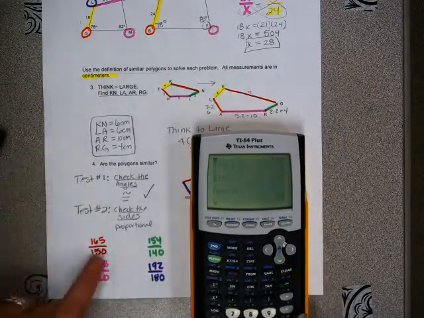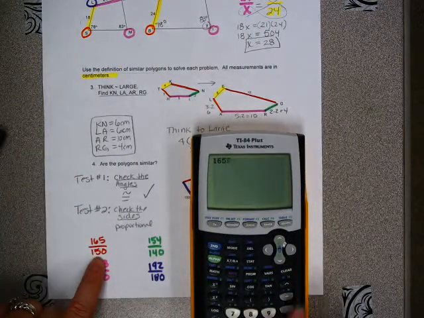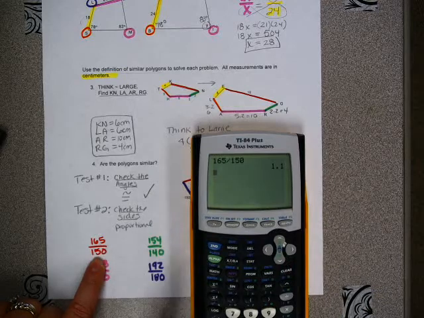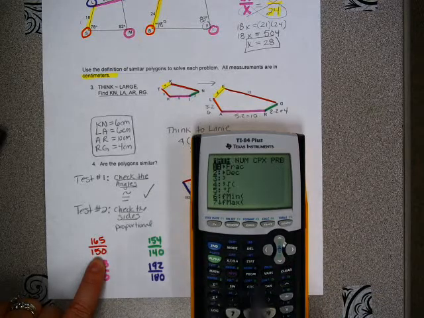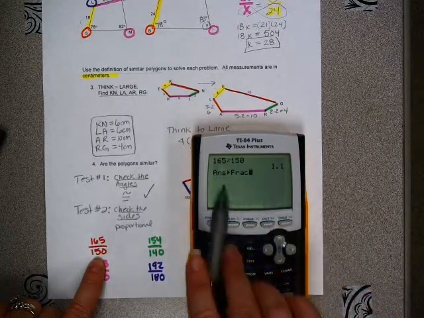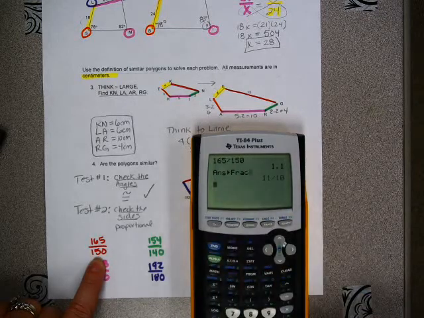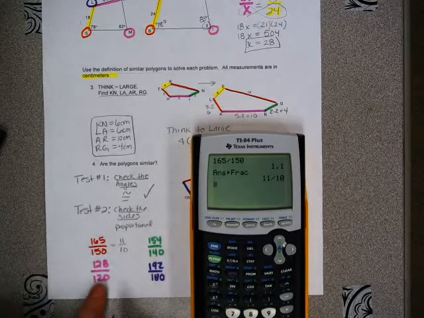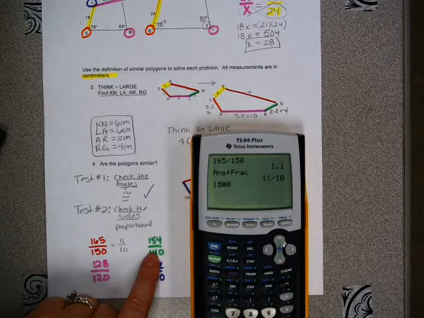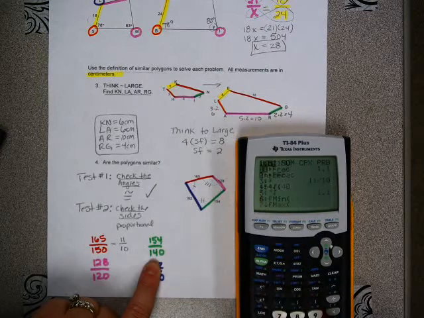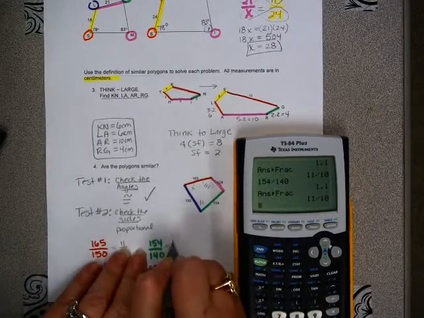Okay, in my calculator, I'm going to reduce that. 165 divided by 150. Now, to change it into a reduced improper fraction, you are going to hit the math key. And see how it's highlighted on fraction? So you're going to hit enter. And then what it's saying is you're changing the answer into a fraction, so enter again. So this reduces to 11 over 10. Then you do this one, 154 divided by 140. Math, enter, enter. It also reduces to 11 over 10.